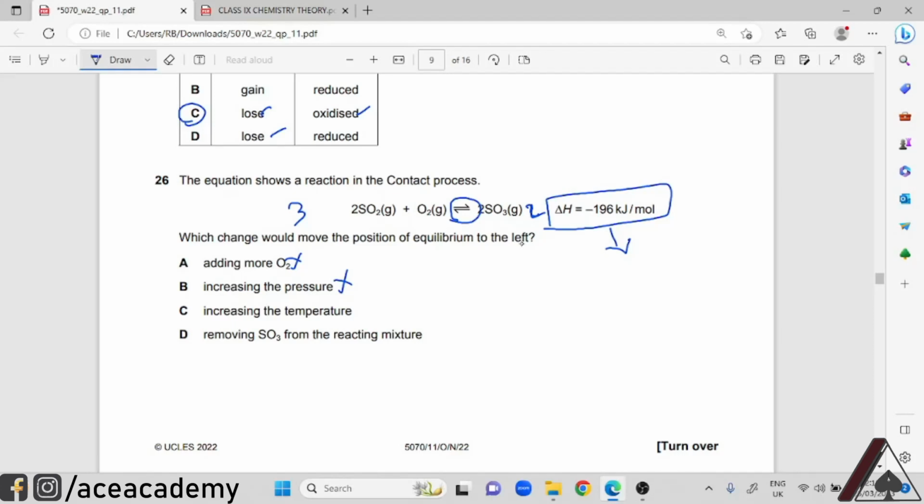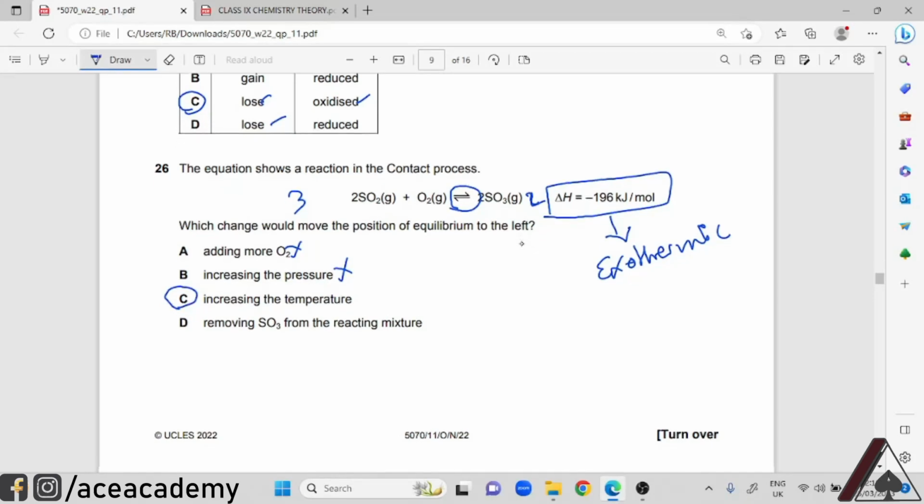We know that in an exothermic reaction, if we increase the temperature, the equilibrium shifts to the left. As a result, option C is the answer.